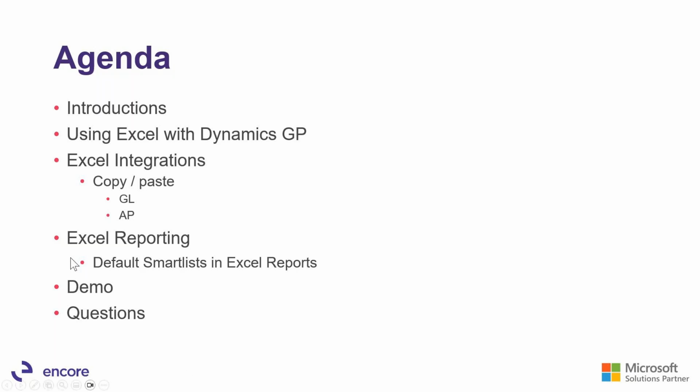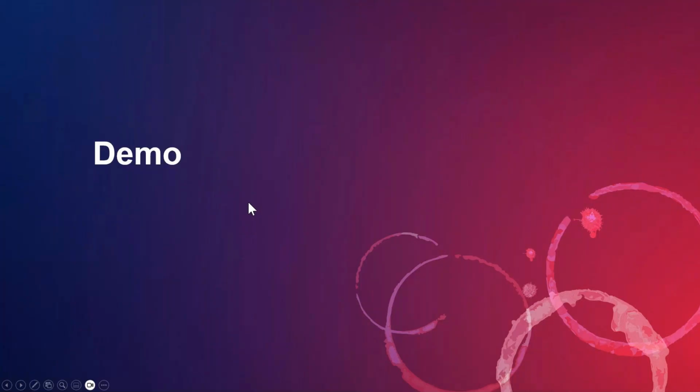Then I'm going to talk a little bit about Excel reporting, how to get a default SmartList out to Excel reports, and how to make very quick changes to those SmartLists so that you can get the information that you need, because some of the default ones do not have enough information. Overall, it shouldn't take more than about 20 minutes or so. So we'll move right along and head into the demo from here.